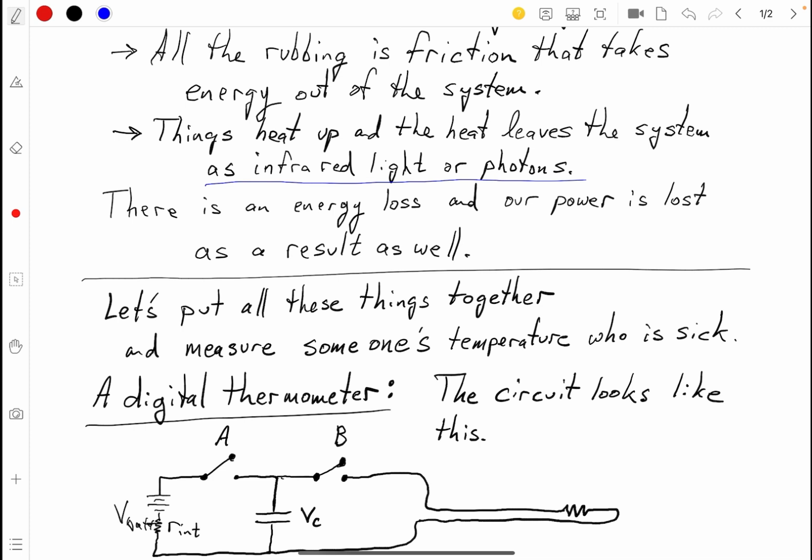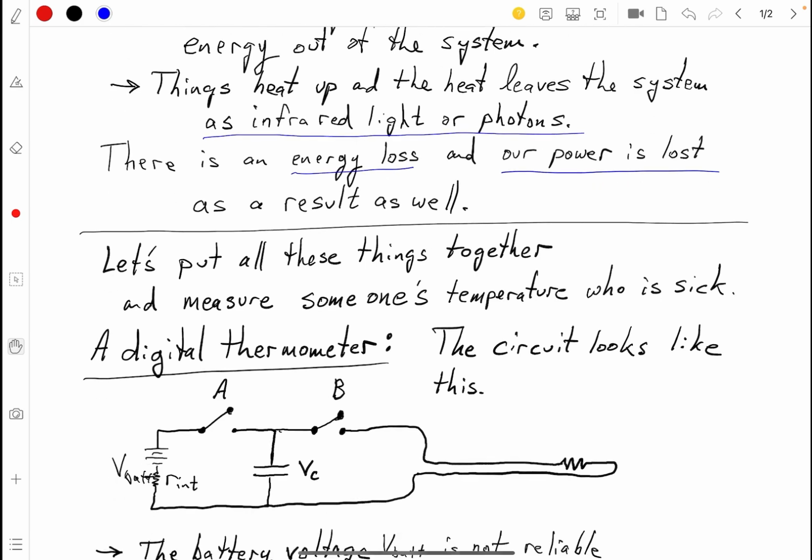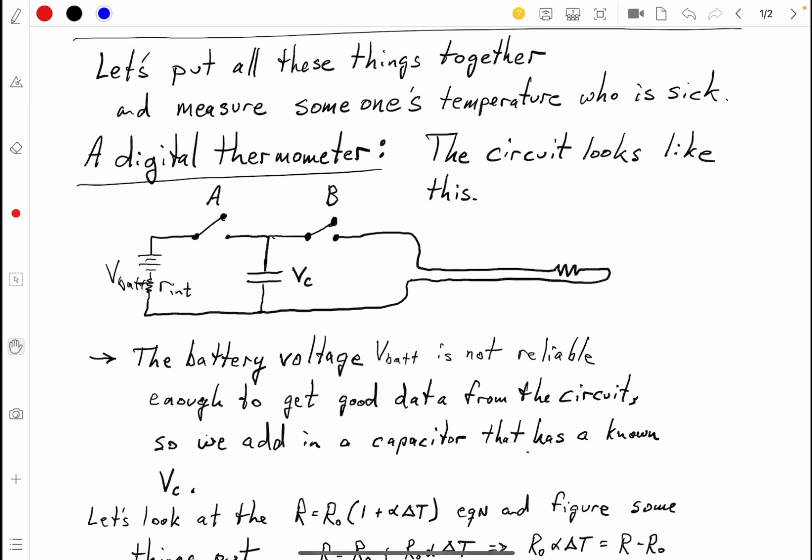There's an energy loss, and our power is lost as a result. So not only do we lose energy, but we lose power too. We'll talk more about power and energy later. But let's put all these things together and measure someone's temperature who's sick. We can do that with a digital thermometer, and this is what the inside circuit kind of looks like. It's not perfect, but it's a good start.